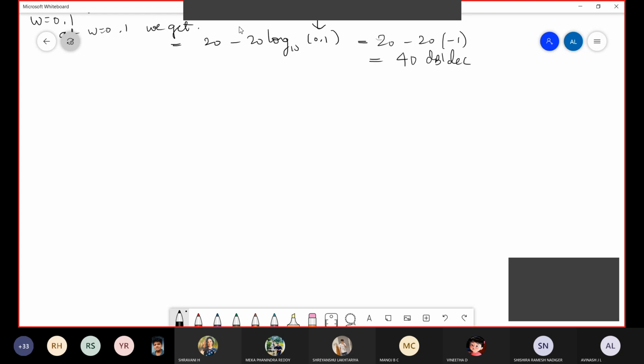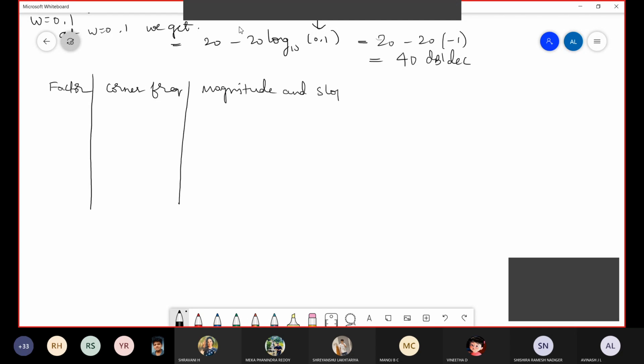So now we'll plot the magnitude graph. In order to plot the magnitude graph, we need to have the magnitude table. So write this particular thing: first make 3 columns. Factor is the first column. Next column is corner frequency. The next part is magnitude and slope characteristics.